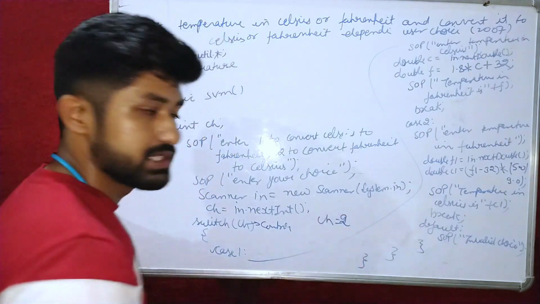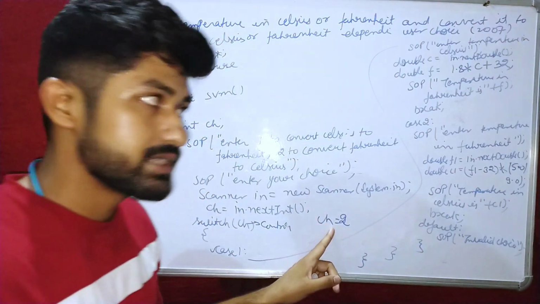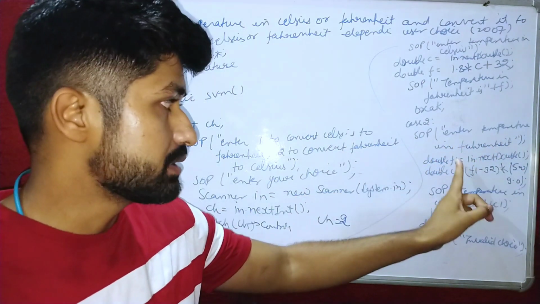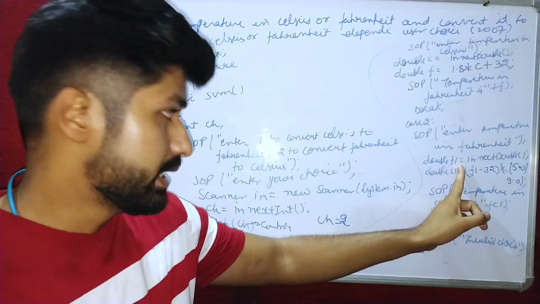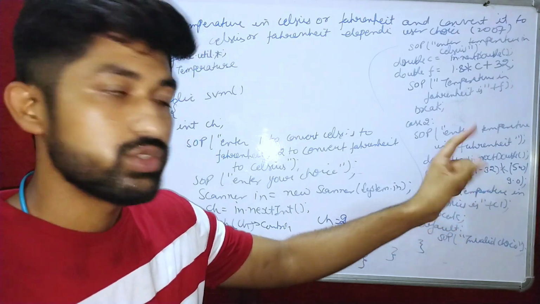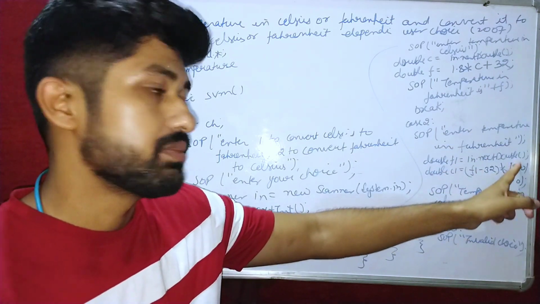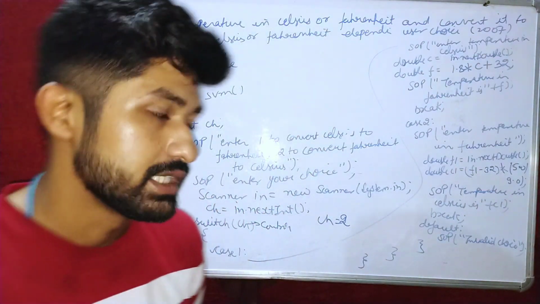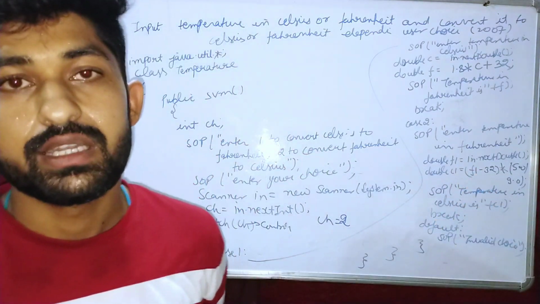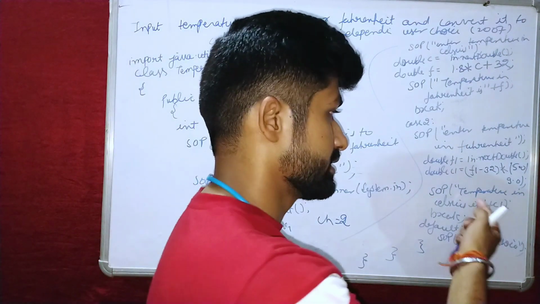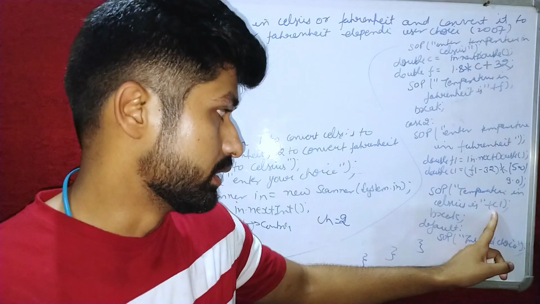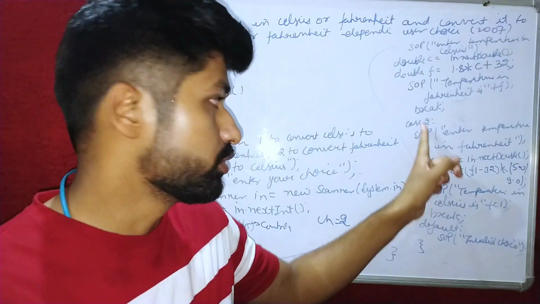If I am taking the value of ch as 2, which case will execute? Case number 2 will execute. Here, enter temperature in Fahrenheit. I have accepted the temperature in Fahrenheit in variable F1. Now convert that Fahrenheit to Celsius: F1 minus 32 multiplied by 5/9. This is the formula that will convert the Fahrenheit temperature to Celsius. Now, after converting, you have to print the temperature in Celsius. Temperature in Celsius is plus C1. I have written the break statement for case 2.